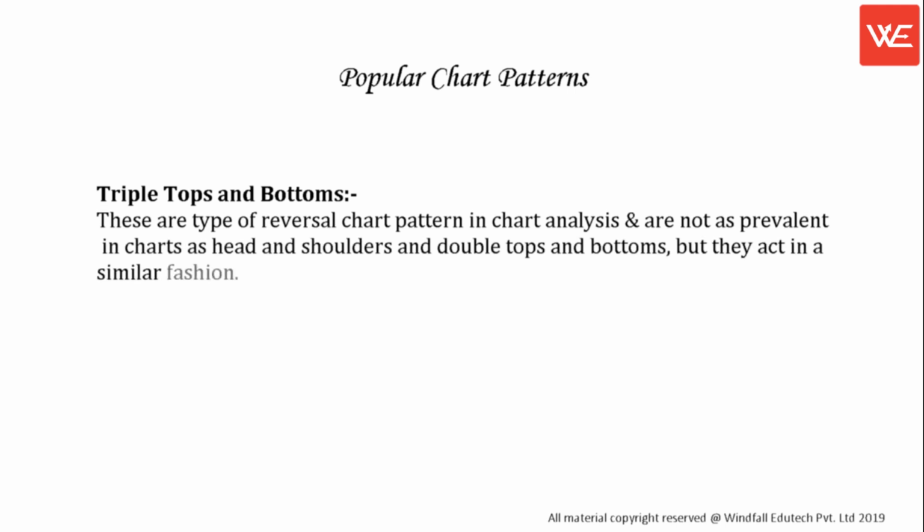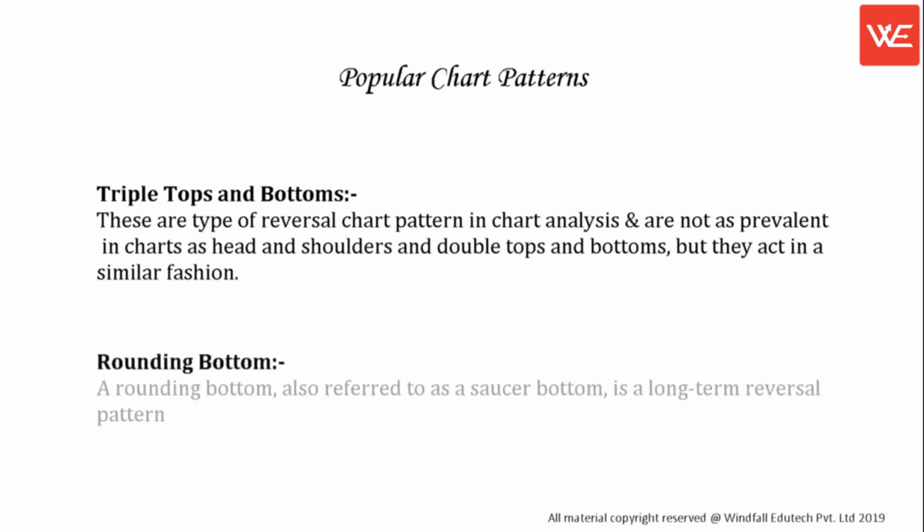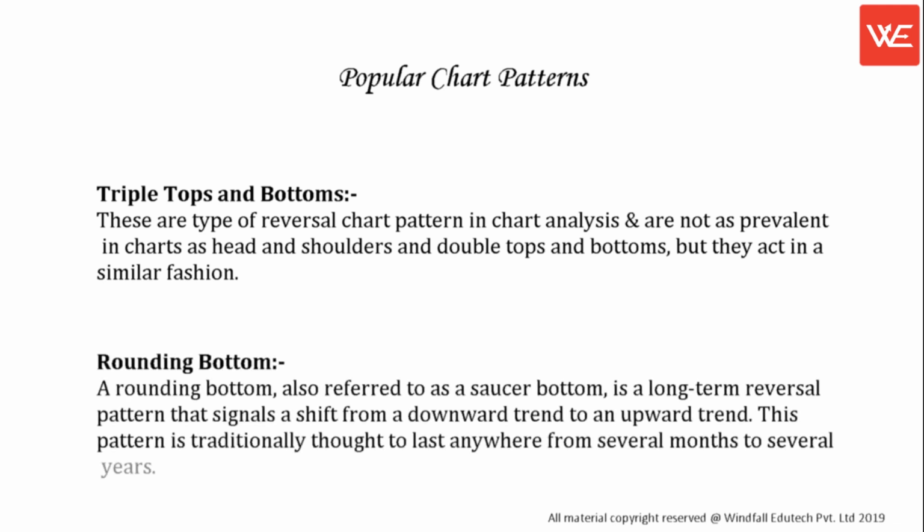These are a type of reversal chart pattern in chart analysis and are not as prevalent in charts as head and shoulders and double tops and bottoms, but they act in a similar fashion. Rounding bottom. A rounding bottom, also referred to as a saucer bottom, is a long-term reversal pattern that signals a shift from a downward trend to an upward trend. This pattern is traditionally thought to last anywhere from several months to several years.